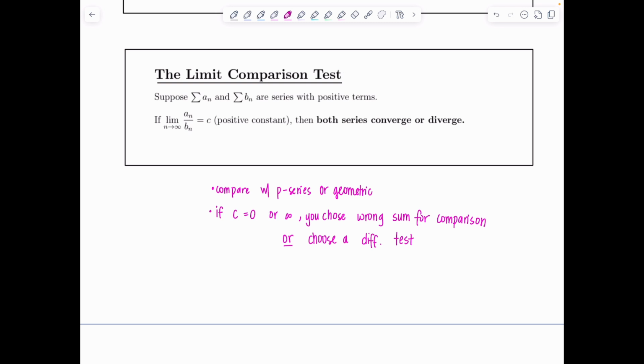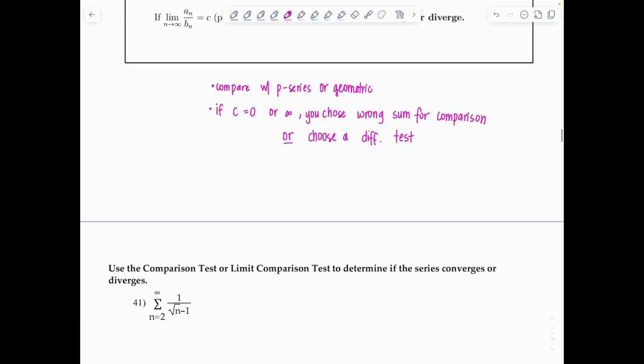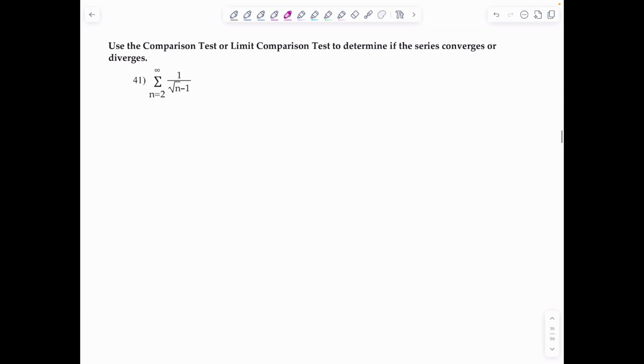All right. So let's see how to apply it. And I'm not going to force you to do one or the other. Use the comparison test or limit comparison test to determine if the series converges or diverges. So here we have the sum n equals 2 to infinity, 1 over square root of n minus 1. So first thing I do is I think if I'm going to compare it to somebody, it's either going to be a p-series or geometric series most of the time.